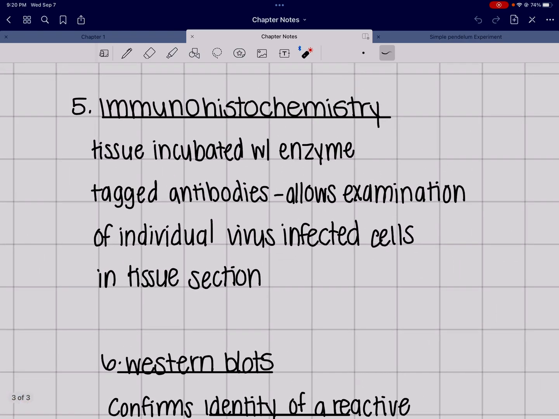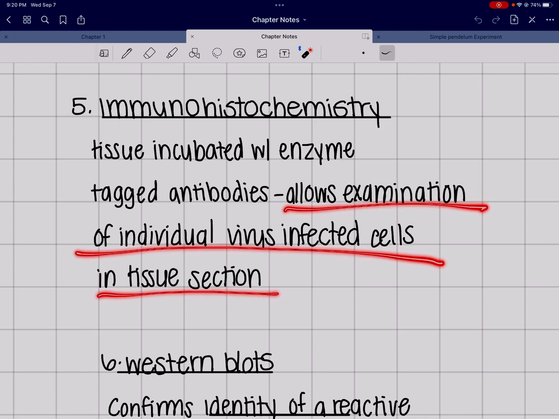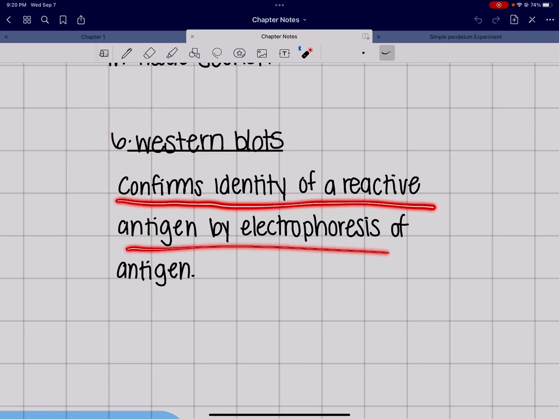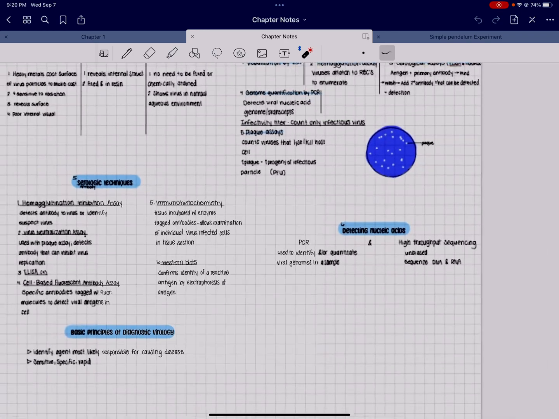Fifth, we have immunohistochemistry, where tissue is incubated with enzyme-tagged antibodies. This allows the examination of individual virus-infected cells in a tissue section. Sixth, we have Western blots. This is a very expensive assay. It confirms the identity of a reactive antigen by electrophoresis of the antigen.